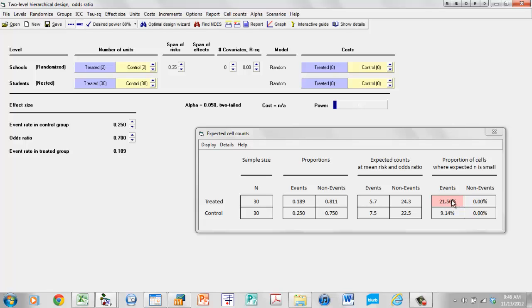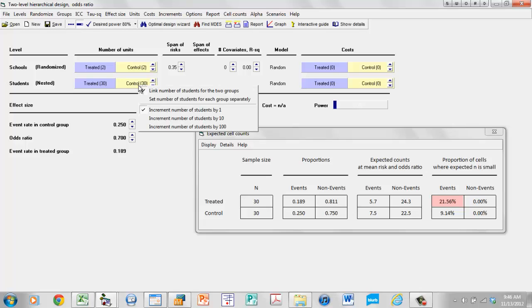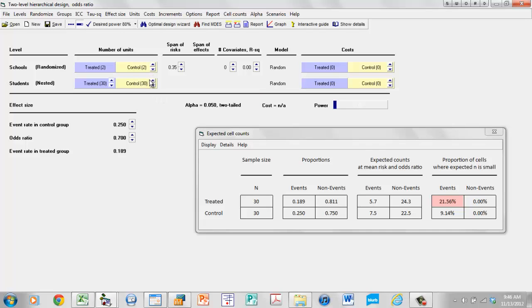There are two ways that we can deal with this. One of them is that we can simply increase the number of students overall, or if we wanted to be a little bit more refined, we could set the number of students in each group separately, and all that we need to do here is to increase the number of students in the treated group because that's where the problem was. So that's the basic idea over here, is we need to be sure that the proportion of cells with a low cell count does not exceed 10%. As I emphasized in the materials, this is a tentative number.